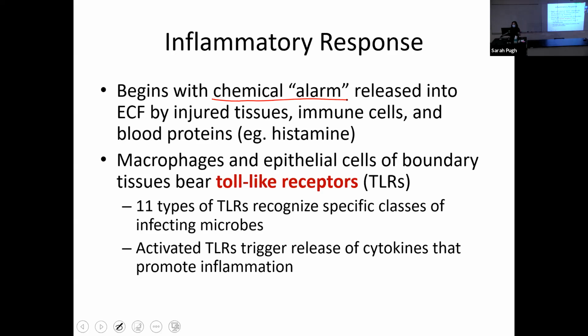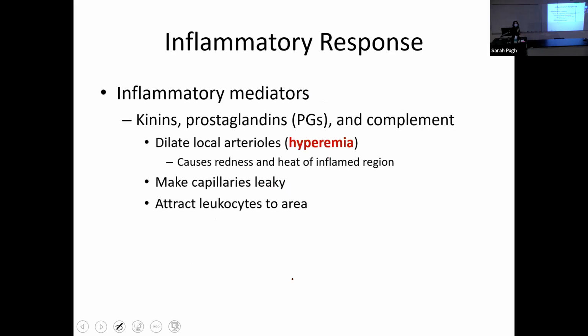Now, there are epithelial cells and macrophages that have something called toll-like receptors on them. These are also going to promote inflammation or the inflammatory response. Some different chemicals that are being released are things like histamine, prostaglandins, even complement proteins, which we'll talk more about. And again, the first thing that's going to happen is as soon as you've damaged your tissues and these chemicals get released, it's going to cause local arterioles to dilate. Make it big. That's going to cause redness and heat.